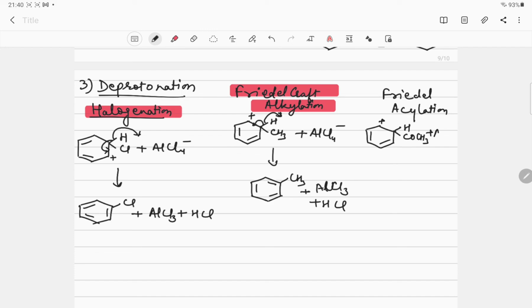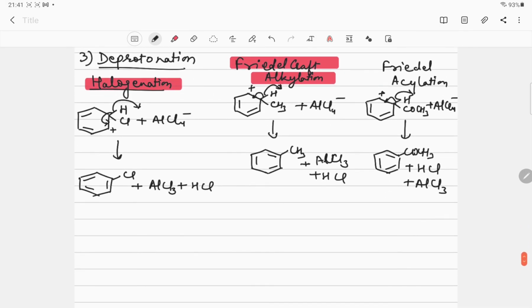Now AlCl4 minus will come again and will take away the proton. So this will be moving in the form of a proton and this pair of electrons will be shifted here. That's how the structure will become in this way. Double bond, double bond, double bond, and it is what? Sorry, it is COCH3, acetophenone, plus HCl plus AlCl3. So that's all about the mechanism of electrophilic substitution, that is halogenation, Friedel-Crafts alkylation and acylation in the benzene ring. Thank you.